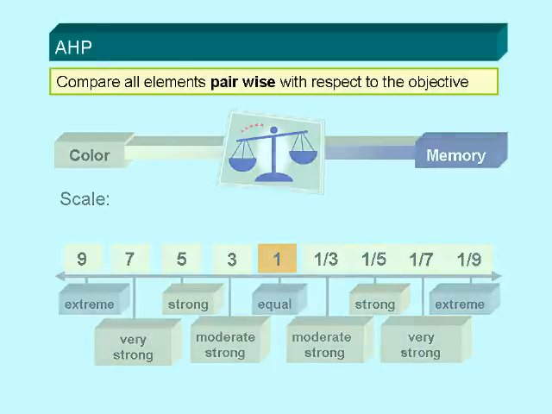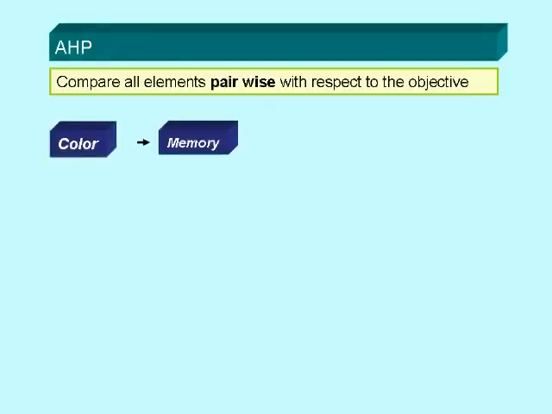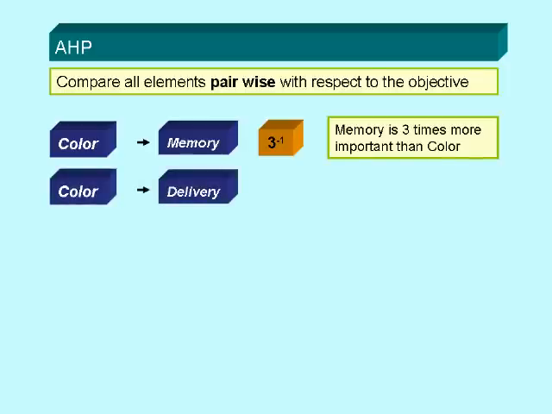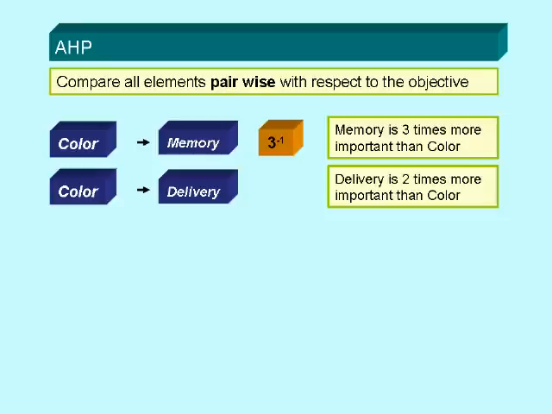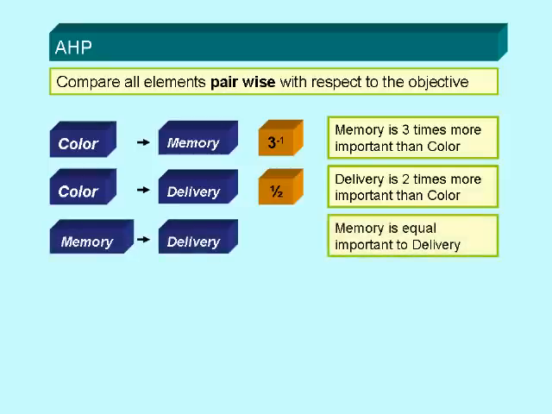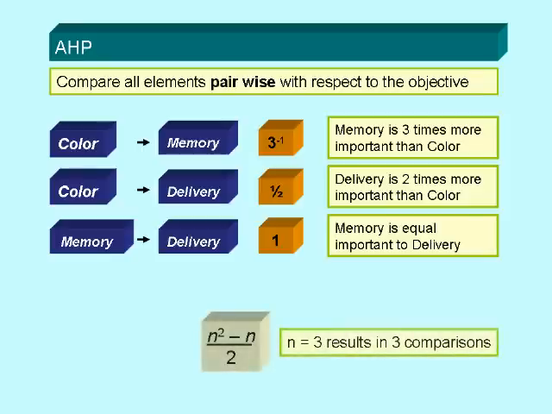So let's make the comparison. You compare color with memory, and in your opinion, memory is 3 times more important than color. So on the scale, you will have 1/3. Then you compare color with delivery. You say delivery is 2 times more important than color. Then you get as a result 1/2. Memory and delivery are equally important in your opinion, so you put in a 1. For 3 criteria, you have 3 comparisons.